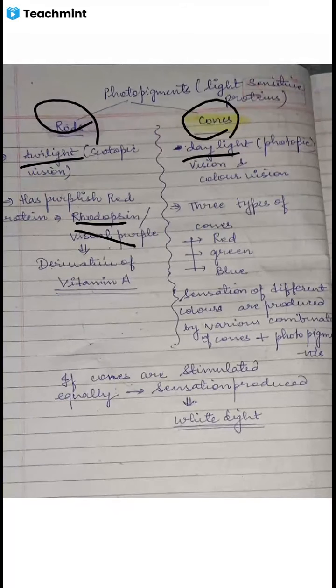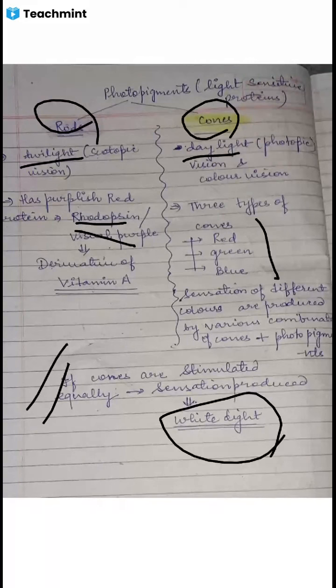So that is it. Then cones, we have mainly three different types of cones: red, green and blue. The sensation of different colors is produced by various combinations of cones and photopigments. If cones are stimulated equally, then the sensation produced is white light.